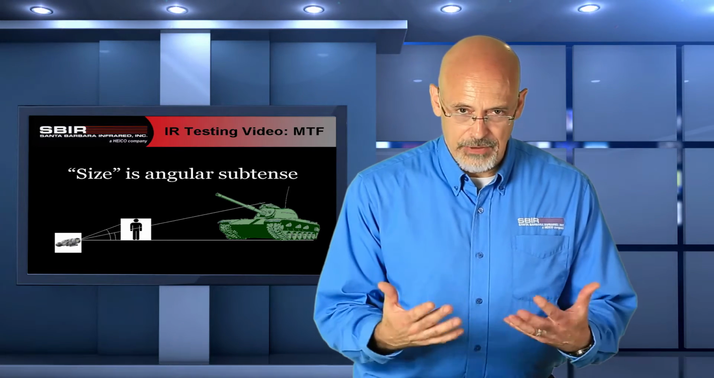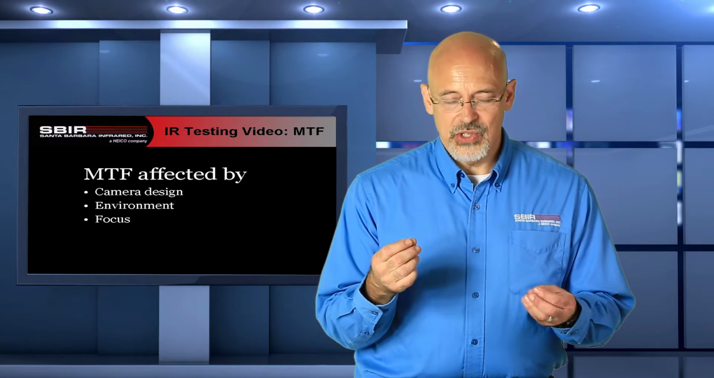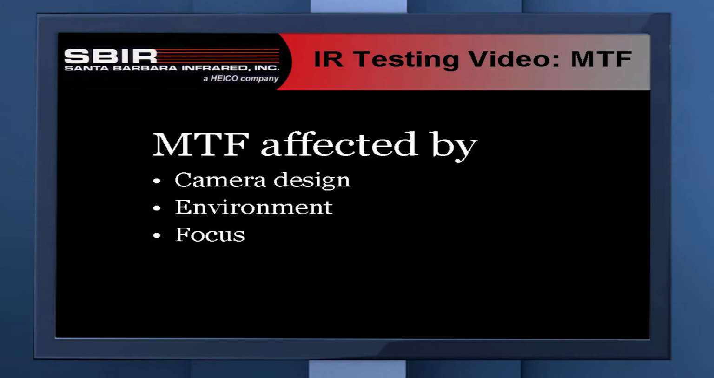So what affects MTF? How does the MTF change? Well, the MTF, or our ability to see small things, is affected by, one, how the camera is designed. If we have a smaller sensor element and we have really good optics, we can see very small objects. But larger sensor elements and optics that are built for something, we may see only larger objects. It just depends on the manufacturing of the camera.